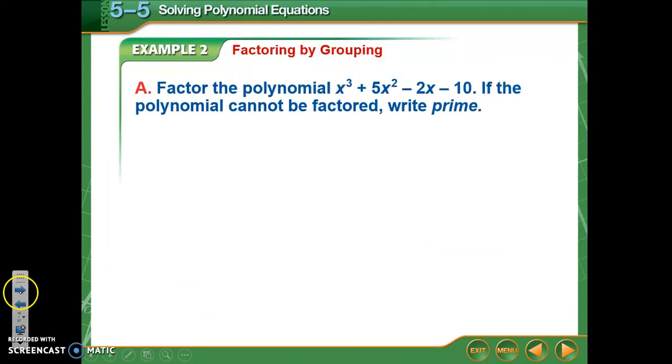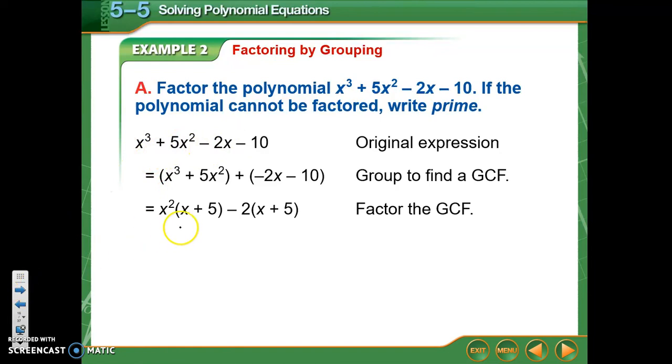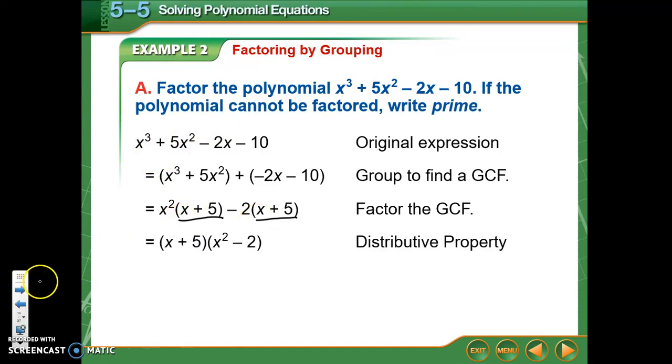So let's take a look again at factoring by grouping. This is a review from Chapter 4. Here's our original expression. And I group the first and the last two terms in this case because my first two terms have a GCF and so do my last two. And when I factor out the GCF, remember this factor here has to match. That's now the common factor. So x plus 5 times x squared minus 2 would be the final answer for this problem.